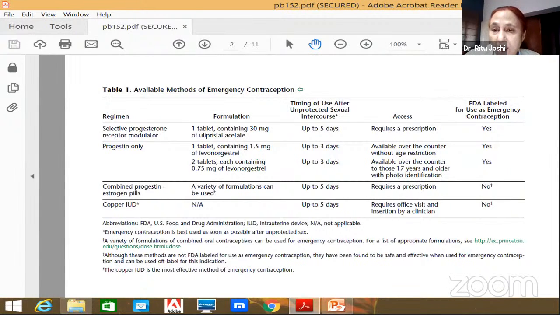Now, we also have the use of copper IUCDs. The selective progesterone receptor modulators can be used up to 5 days, which is fantastic. The progesterone only method is up to 3 days. Then we have the combined ones, which can be used up to 5 days, and the copper IUCDs can be used up to 5 days of the unprotected sexual activity.